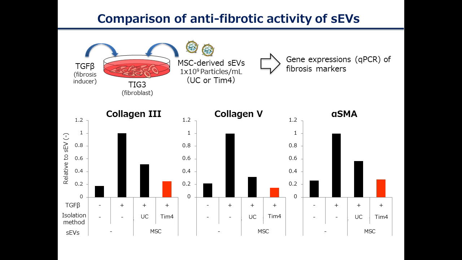Next is a comparison of anti-fibrotic activity of SEVs. We examined how MSC-derived SEVs can suppress the gene expression of fibrosis markers in TGF-beta stimulated fibroblast cell line. Again, with the same particle number, the induction of collagen 3, collagen 5, and alpha-SMA were more strongly suppressed by SEVs isolated by TIM4 method than those by ultracentrifugation.